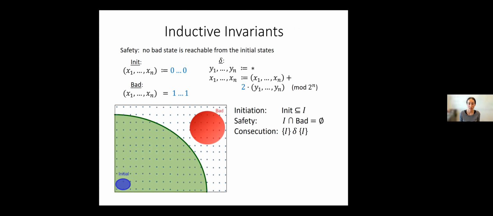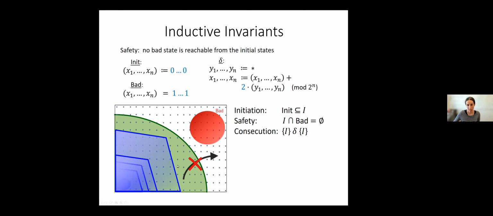An inductive invariant is just a set, or we think about everything as a formula. So it's basically a formula that separates the initial states from the bad states, and it has to be closed under the transitions of the system. So it has to satisfy three conditions. The initiation, which means that it has to include the initial states. Safety means that it has to be disjoint from the bad states. And then consecution, or inductiveness, means that if we start from a state that satisfies this invariant and take a step of the system, we cannot reach a state that doesn't satisfy the invariant. So we have to stay inside.